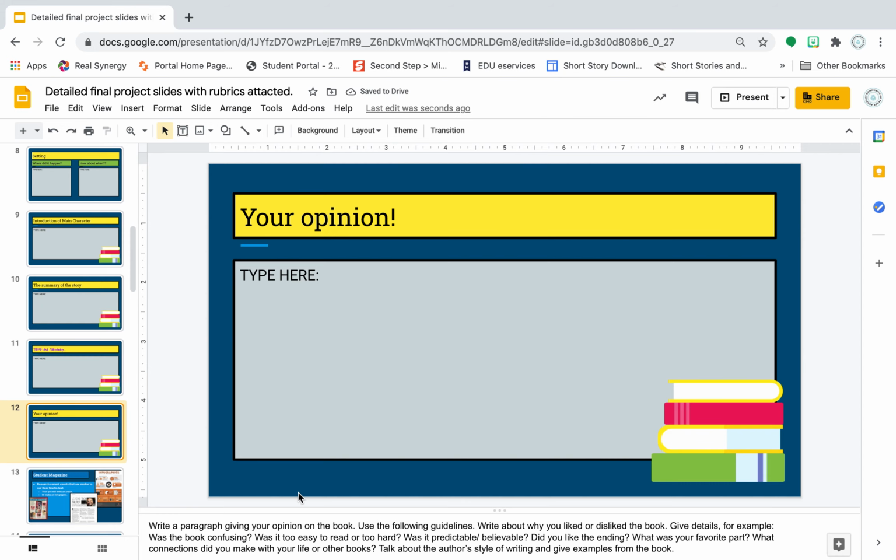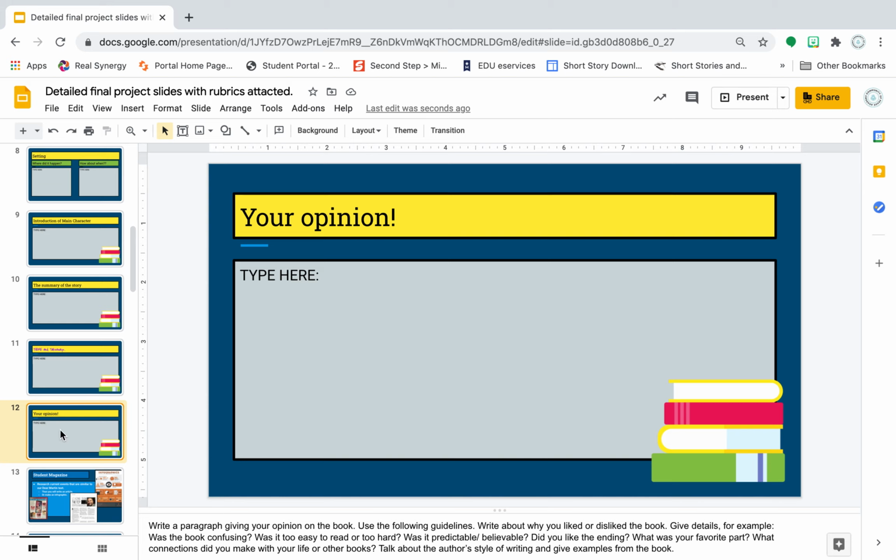The last piece is writing your opinion, and this is a paragraph. You're going to write about if you liked or disliked the book. You're going to give some examples of why, and you're going to answer like, was it confusing or too easy or too difficult? Was this story predictable? Did it seem realistic or believable? How did you like the ending? What was your favorite part? And just any takeaways you have, that's all of your opinion, right?